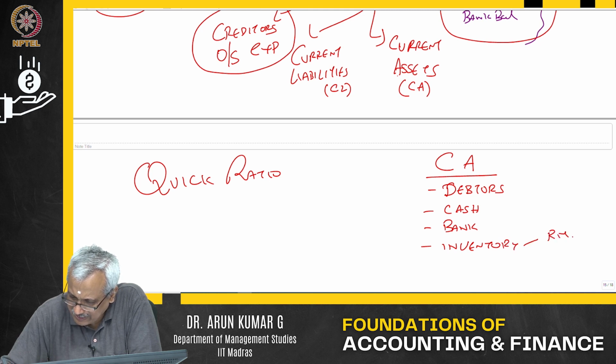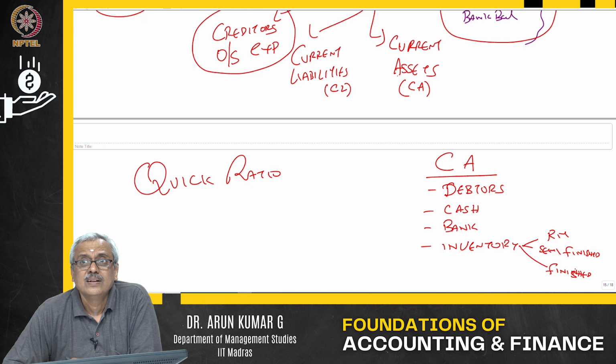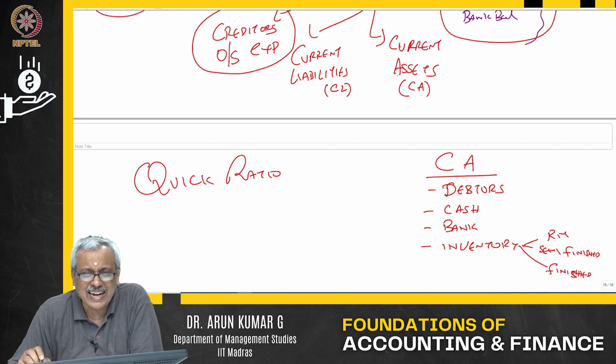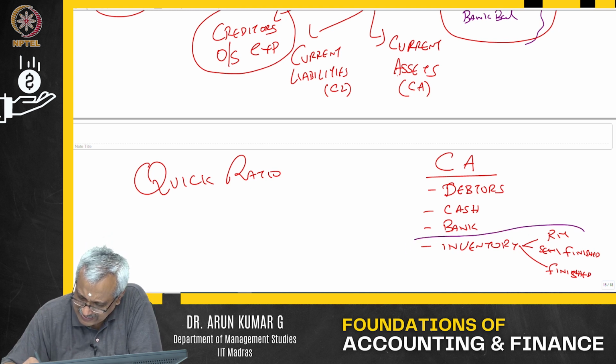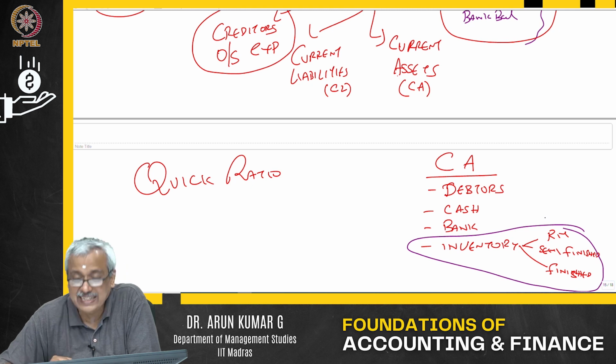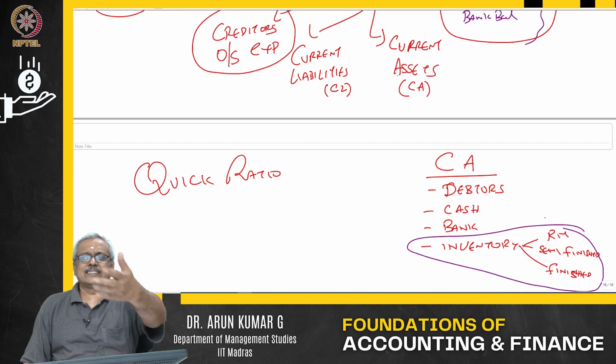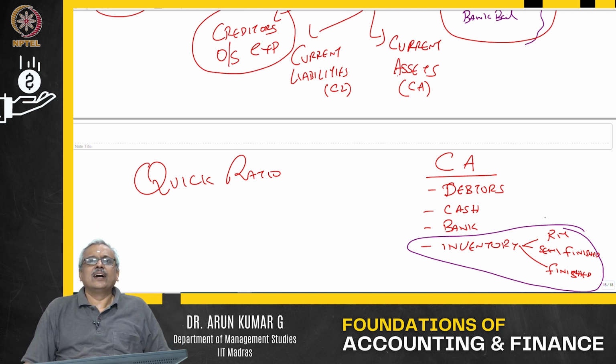Inventory can be raw material, semi-finished, or what we call work in process, or finished goods. Now what do you say? Among these, which is the current asset which is very sticky? The current asset which is very sticky is inventory. When I say sticky, it is difficult to convert to cash. Cash is cash. Bank I can go and withdraw.